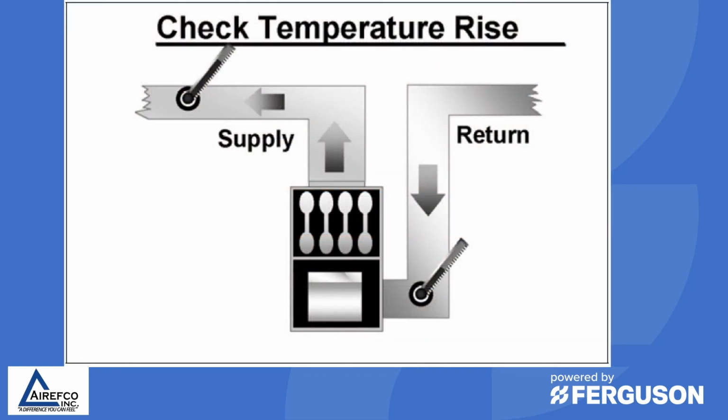Taking the temperature rise through the furnace, you want to take the temperature of the supply air far enough down the ductwork so you don't get any radiant heat off of the heat exchanger itself. And then you want to take the return temperature and subtract the two to get your temperature rise.